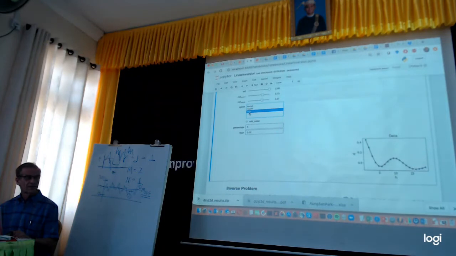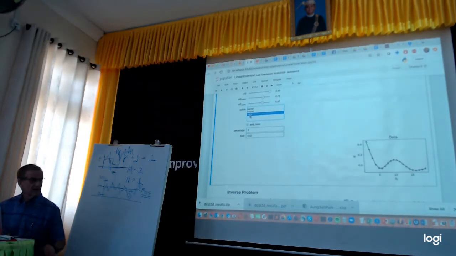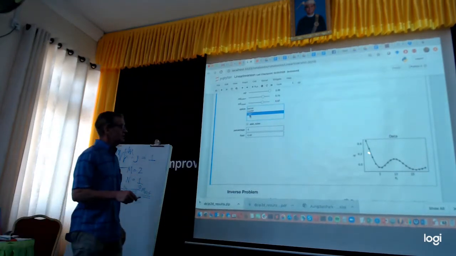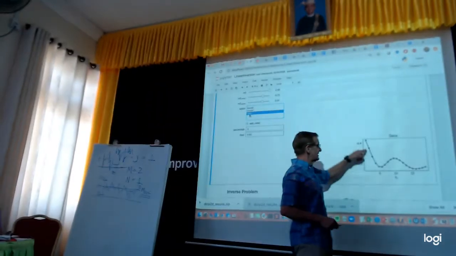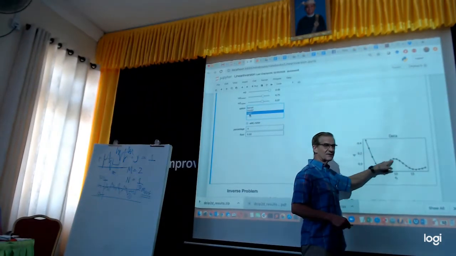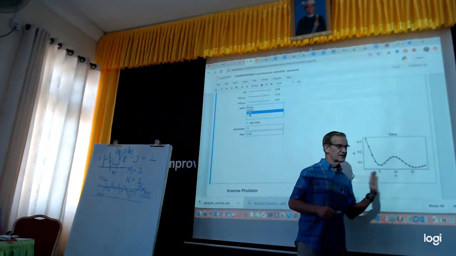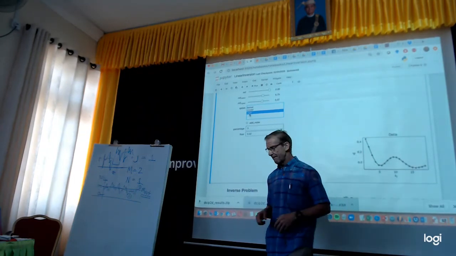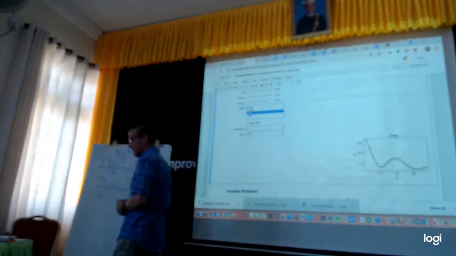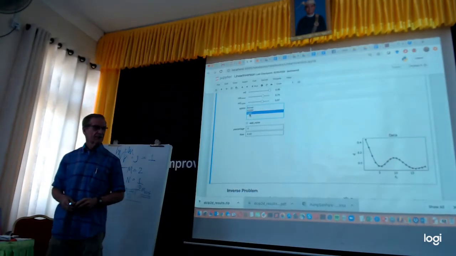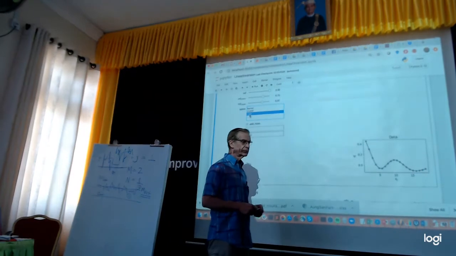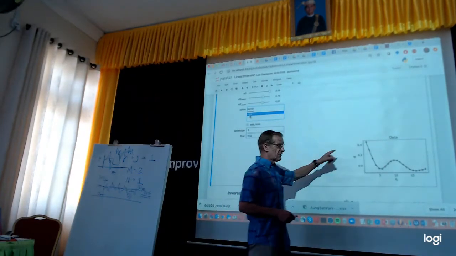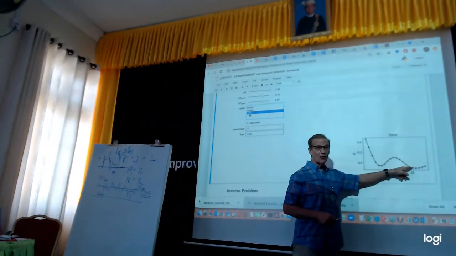Okay. So those are the data without any additional noise, and you can see these are the data that you collect in the field, and they're actually fairly smooth. But generally, we will have noise on the data.